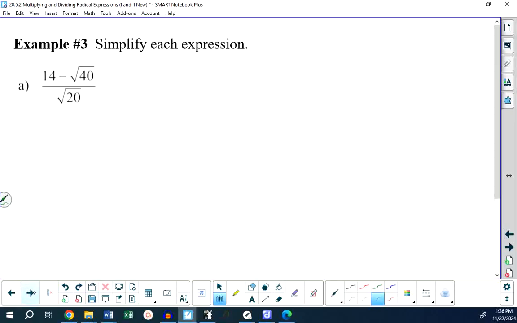14 minus root 40 over root 20. Well, let's try simplifying. We've got a couple of radicals in there that can be simplified. Take a minute and simplify these two radicals just off on the side. How many of you just know what they are by looking at them? Yeah. Root 40 is 2 root 10.